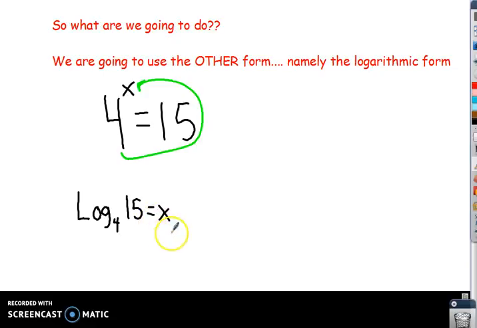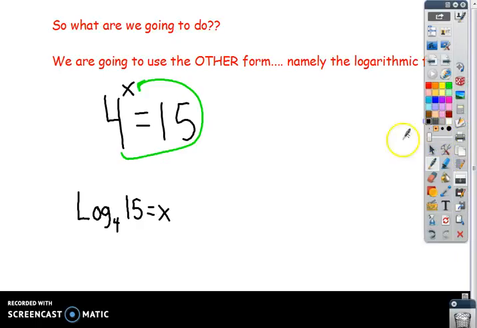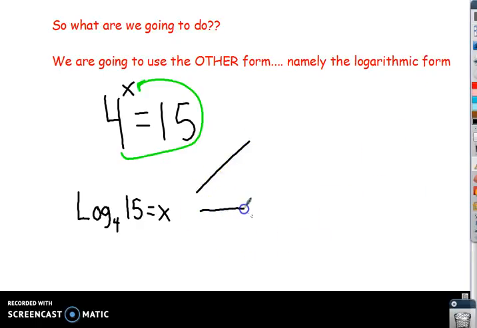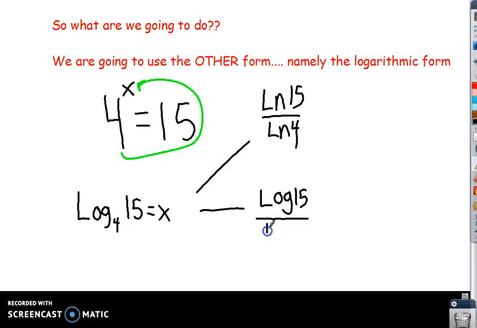Now look, the x is isolated by itself. If you can put this directly in your calculators, then you're set. If you can't, you've got to use what we did in section 3.3, ln of 15 over the ln of 4, or log of 15 over the log of 4. And then we can use our calculators and figure it out that way. And then we go ahead and solve this, rounding to 4 decimal places. Not too bad at all.